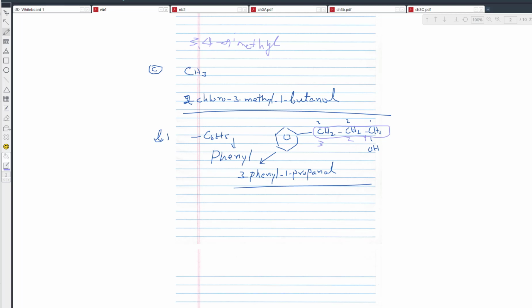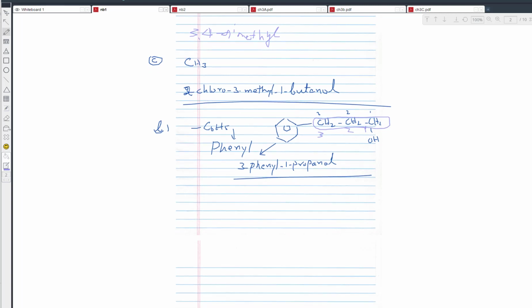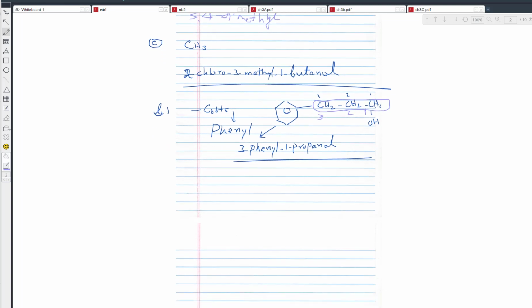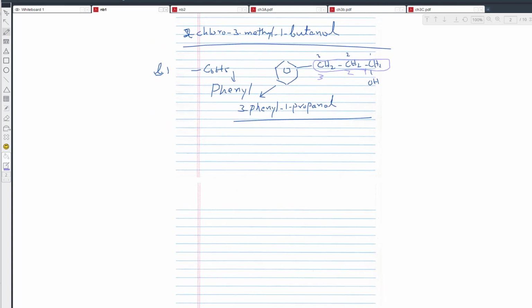Now we already did the 3C part, 2-chloro, that one. Now let's do the D part. This D part looks like it's got two OHs on it. I'm going to give you some hints and then you will get the name depending on your book's naming.